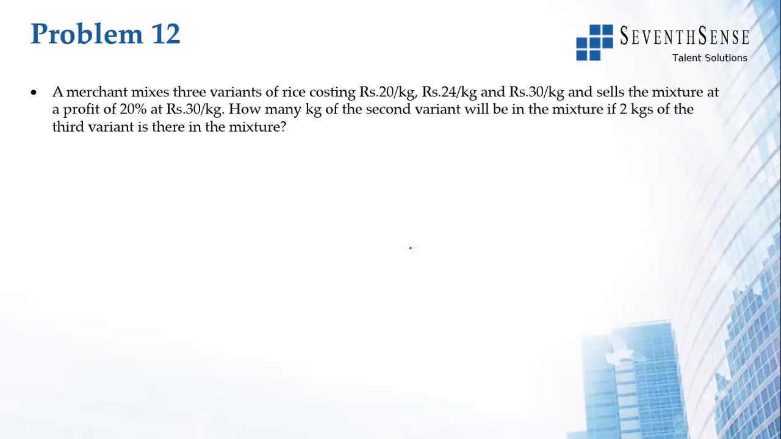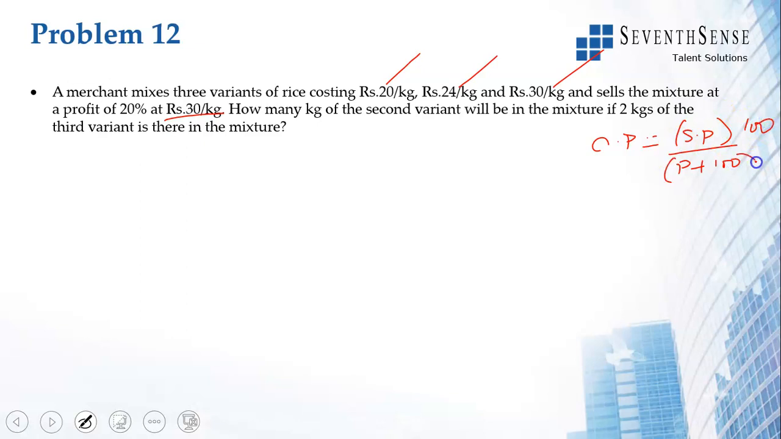Again, he's mixing three varieties of rice, costing 20 rupees per kg, 24 per kg, and 30 per kg, and sells the mixture at a profit. See, here we have cost price. Here we have selling price. We have discussed previously that it should all be cost price, it should all be selling price. Let us convert this into the cost price. See, if selling price is 30 at a profit of 20%, what is cost price? Cost price is given as selling price divided by profit plus 100 into 100. So selling price is 30, profit percentage plus 100 is 120, into 100.